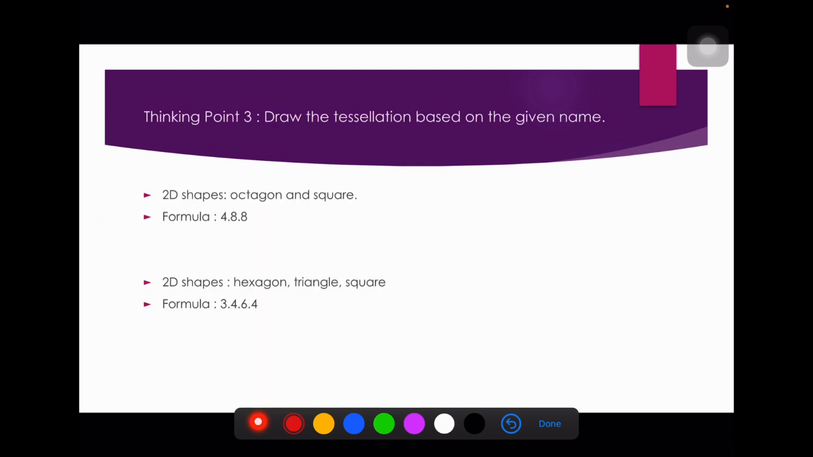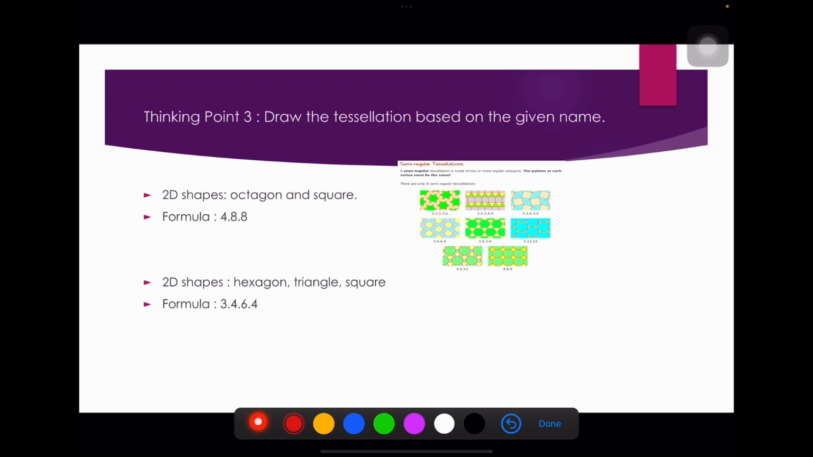All right, thinking point number 3, or is it thinking point number 4? Draw the tessellation based on the given name. The shapes are given, octagon and square, and the name is 4.8.8. Another one: the 2D shapes are hexagon, triangle, and square, and the name is 3.4.6.4.